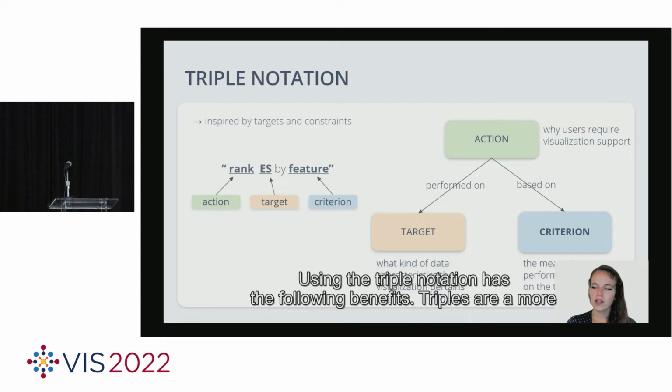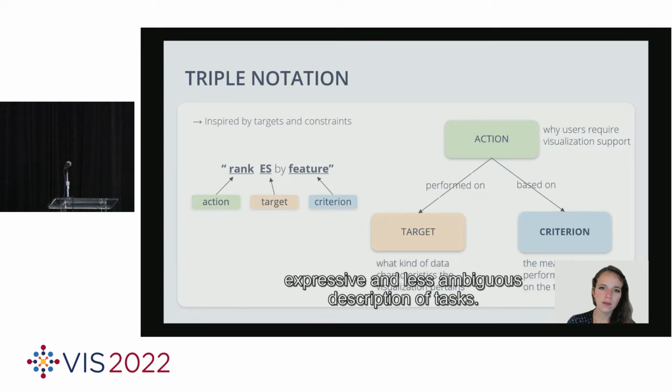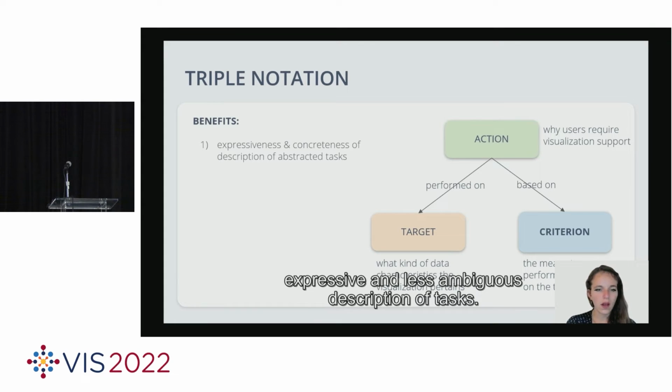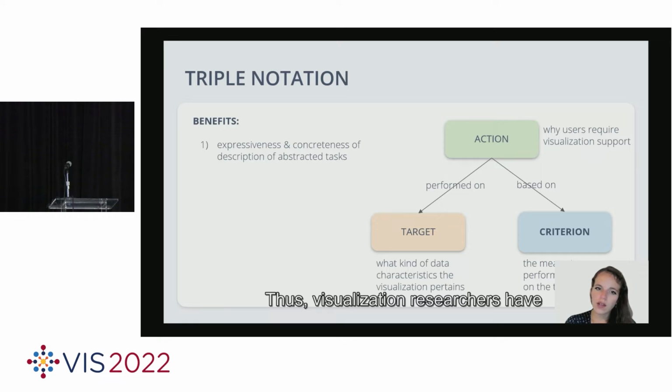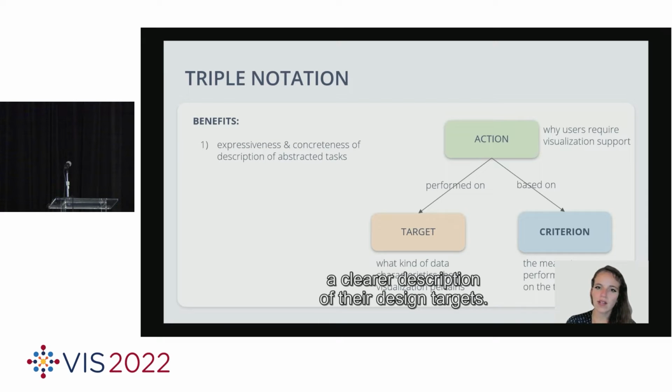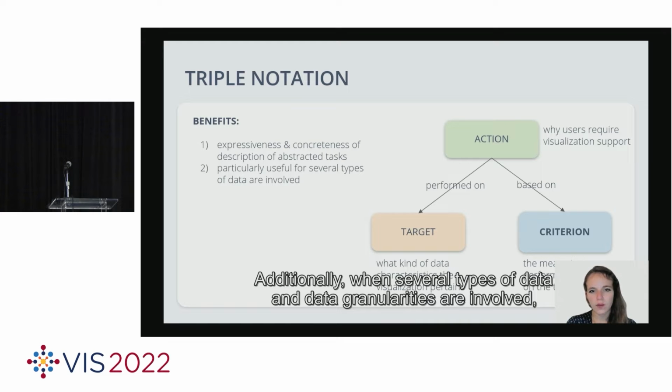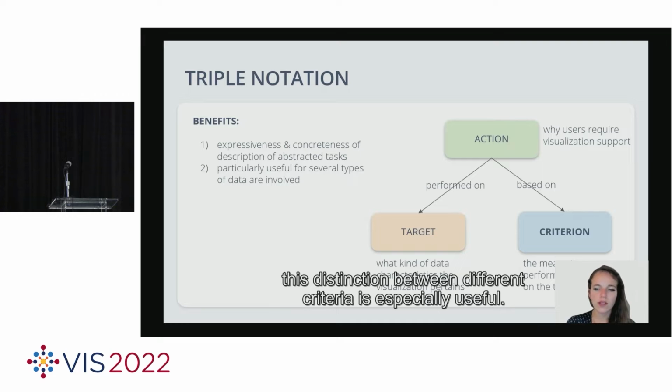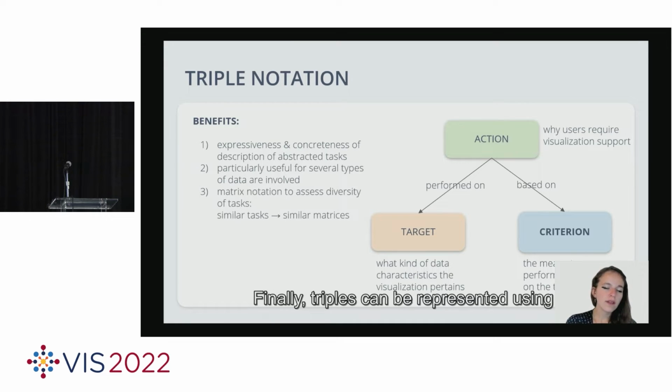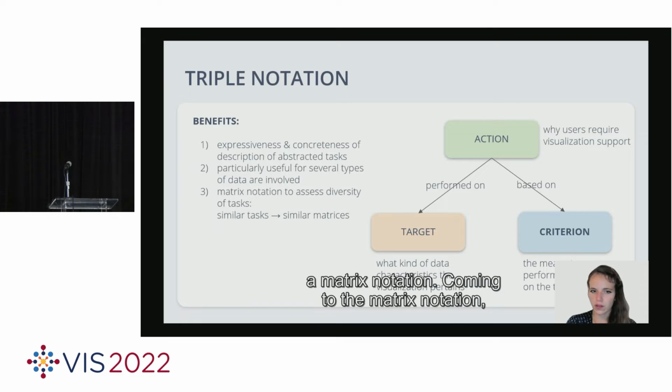Using the triple notation has the following benefits. Triples are a more expressive and less ambiguous description of tasks. Thus, visualization researchers have a clearer description of their design targets. Additionally, when several types of data and data granularities are involved, the distinction between different criteria is especially useful. Finally, triples can be represented using a matrix notation.